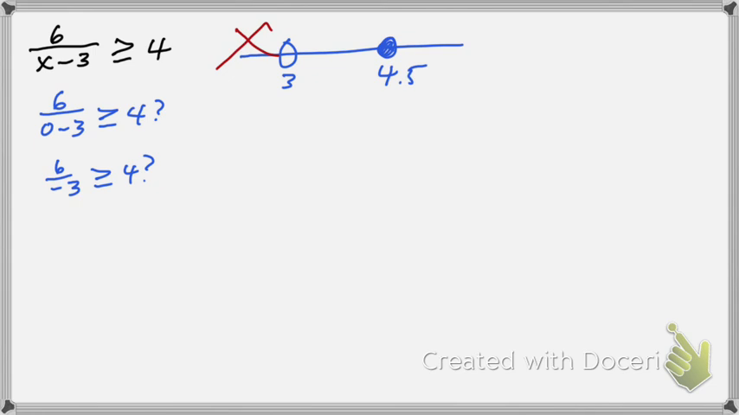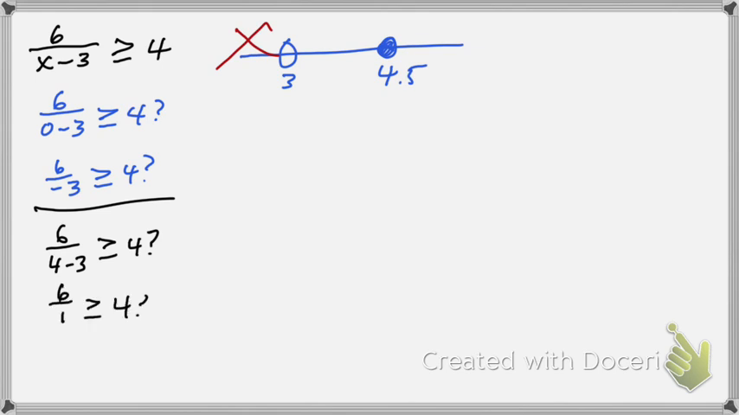Then I need a number between, slow me down if I'm going too fast. I need a number between 3 and 4.5. All right? So I say 6 divided by 4 minus 3. Is that greater than or equal to 4? I've got 6 divided by 1 greater than or equal to 4. Yeah.